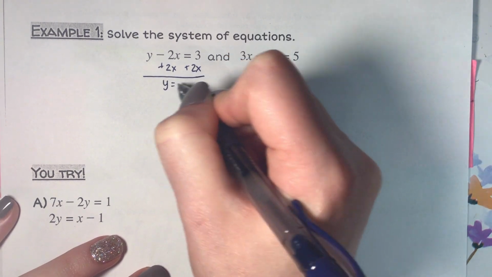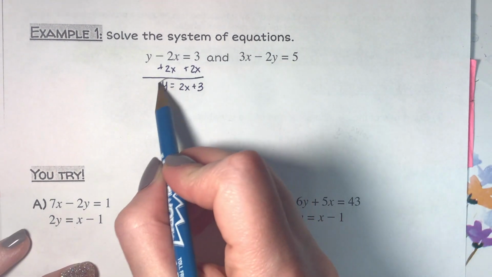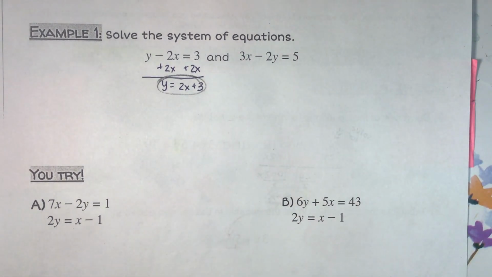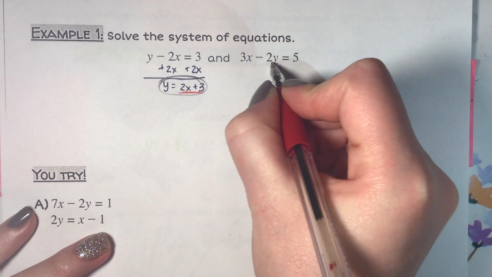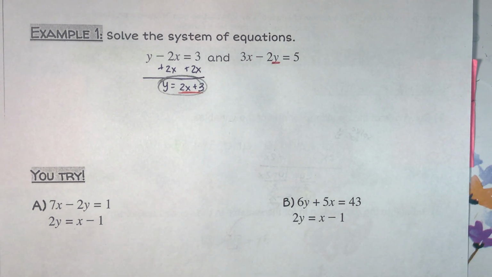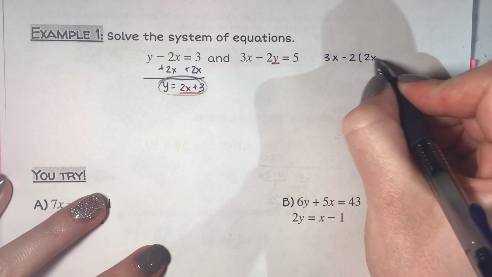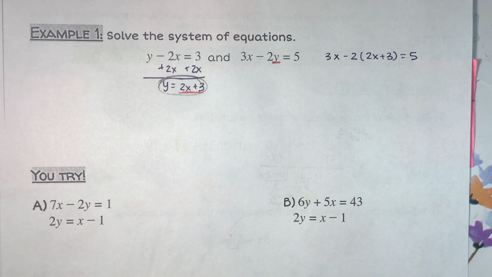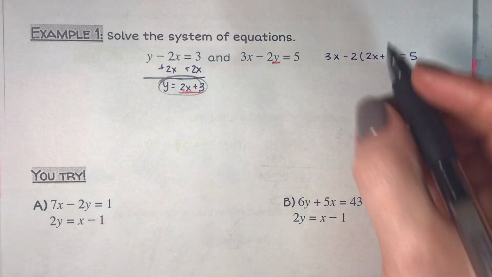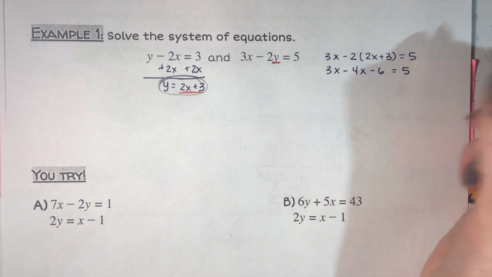And now I have y is equal to 2x plus 3. This is the form that I need it in to be able to substitute. Now I'm going to take that value, 2x plus 3, and I'm going to replace this y with it. So my new equation is going to be 3x minus 2 times (2x plus 3) is equal to 5. Let's start solving. I have 3x minus 4x minus 6 is equal to 5.